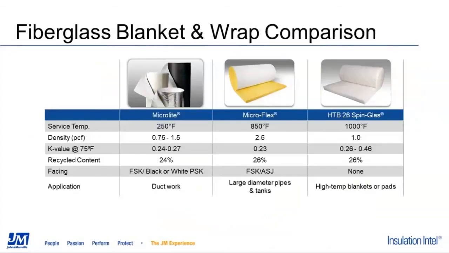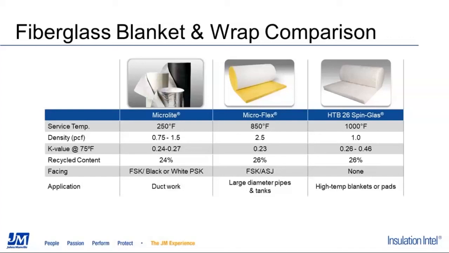All right, onto our handy comparison chart. So duct wrap, Microflex, and HTB26 are all rated for different service temperatures. Duct wrap can be used on applications up to 250 degrees Fahrenheit, Microflex up to 850 degrees Fahrenheit, and you'll notice that that matches the same service temperature of our other fiberglass pipe insulation products. And then HTB26 can be used all the way up to 1,000 degrees. And duct wrap comes in different densities, and then all of these products come in different thicknesses, so there's a range of thermal performance that you can achieve with these products.